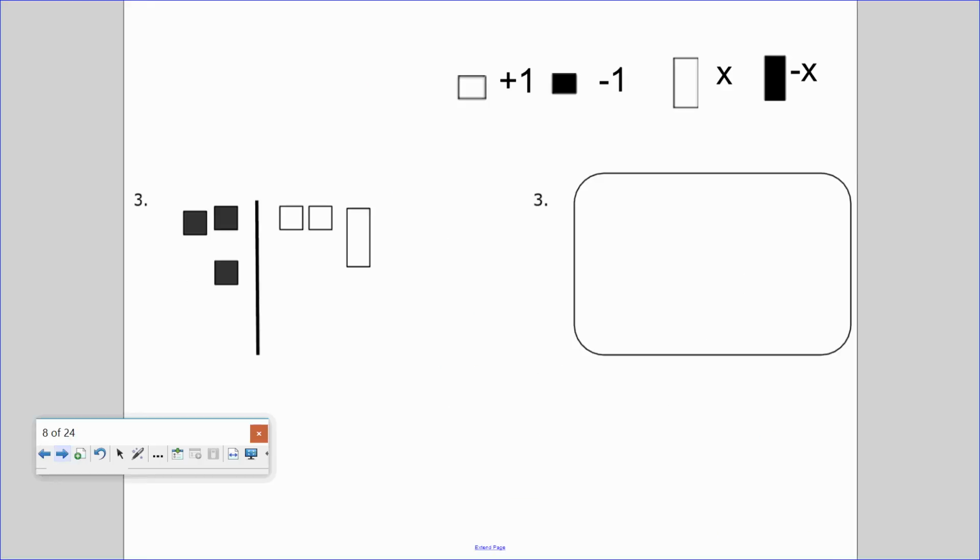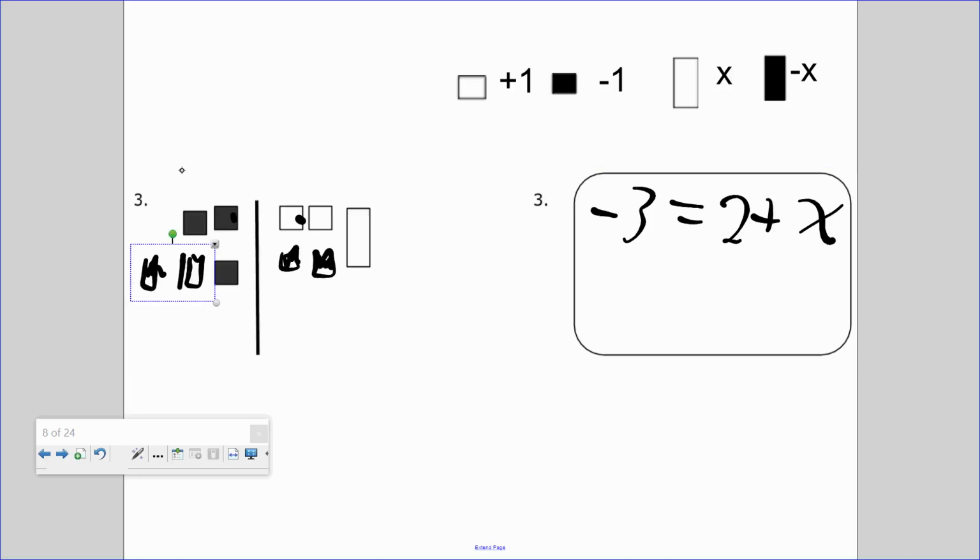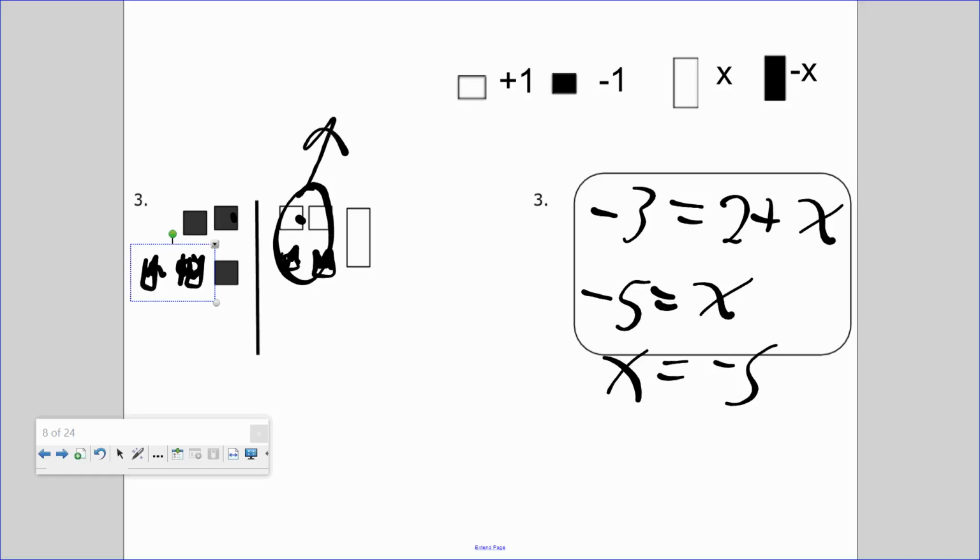Let's do it by drawing. So let's write the equation. I see negative 3 equals 2 plus an x. So how do I isolate this x right here? I need to do the inverse. So I need to draw minus 2, balance it with the other side. So these cancel, or zero pair. So negative 5 equals x, or x equals negative 5.